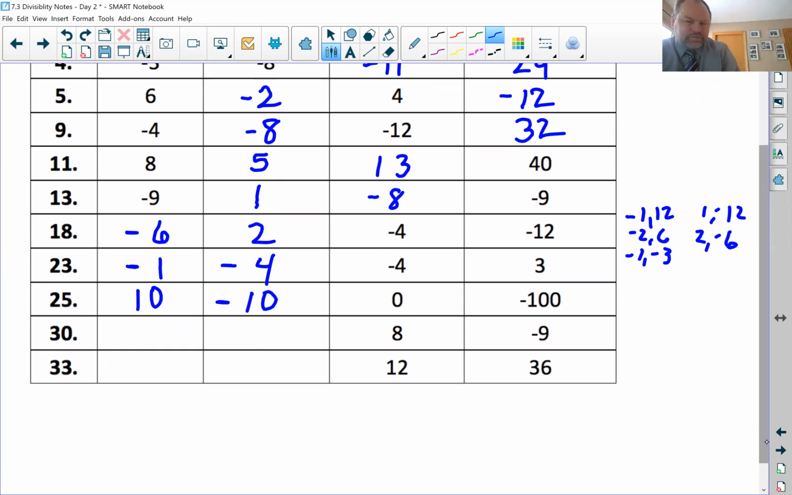Two numbers that multiply to -9 and add to +8. So again, one positive, one negative. So start with -1 and 9. If I add -1 and 9, I get +8. Yes.